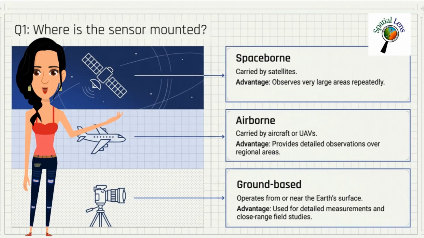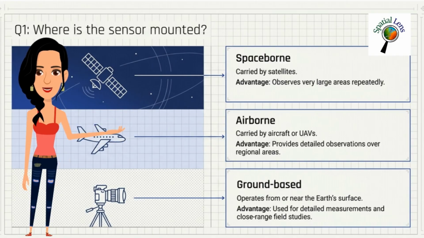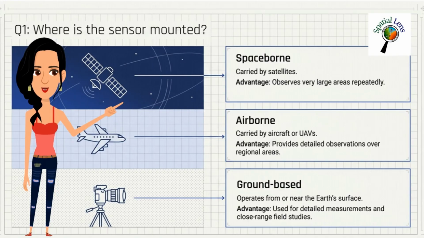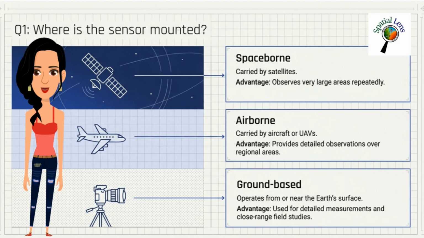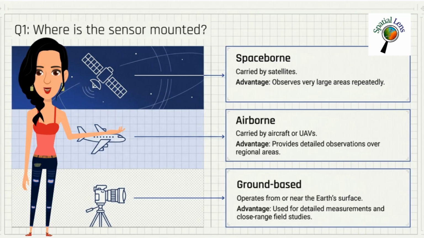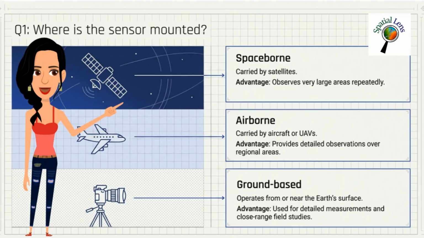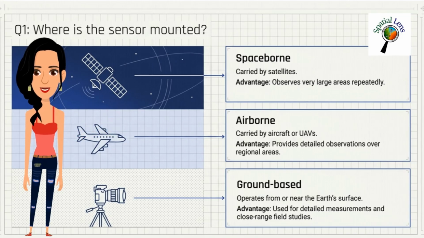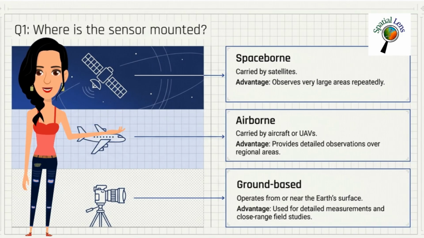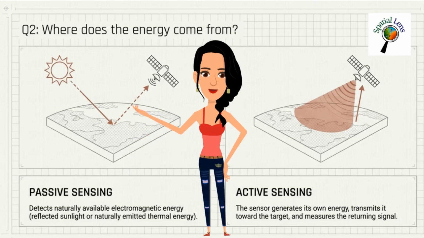Before we look at the source of energy, let's briefly understand the platform-based classification. Ground-based sensors operate from or near the Earth's surface and are commonly used for detailed measurements and field studies. Airborne sensors are carried by platforms such as aircraft or UAVs, and can provide detailed observations over larger areas. Spaceborne sensors are carried by satellites and can observe very large areas repeatedly. Let's start with the source of energy.